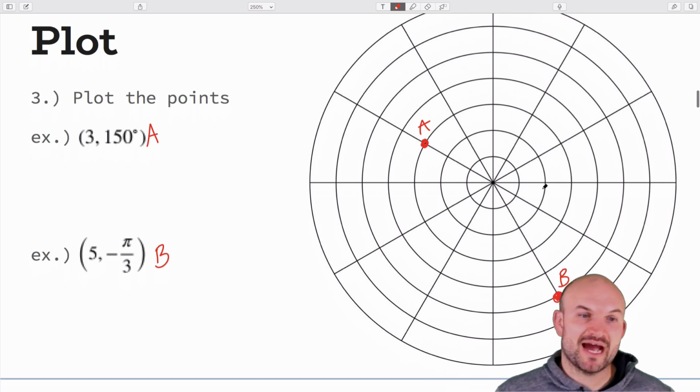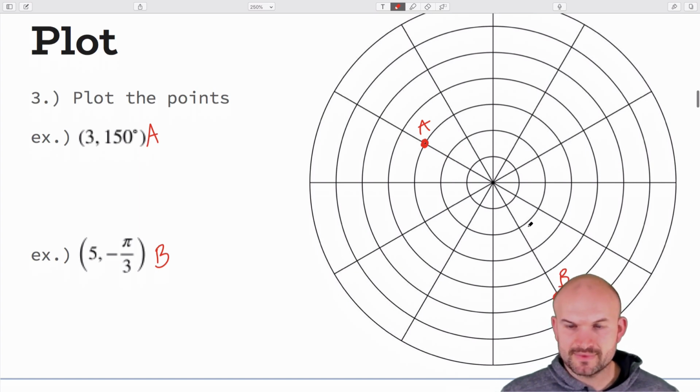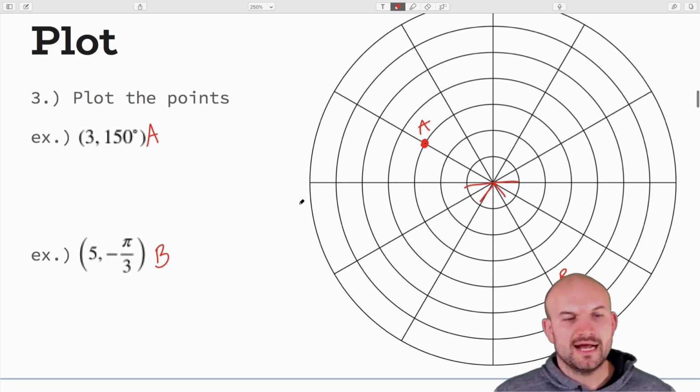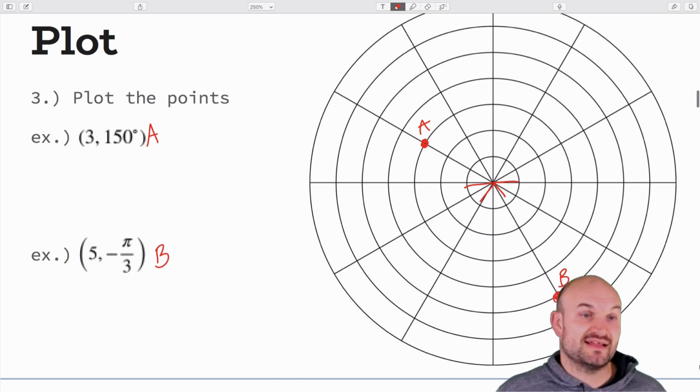We can do the same thing for B here. That's going to be negative pi over 3, so that's going down this way. You can think about this in terms of thirds: 1/3, 2/3, 3/3. Just break it up into thirds. Then that's a distance of 5, so 1, 2, 3, 4, 5 along that polar axis. Now you can see that is where your coordinate point is, and that's basically plotting the points.